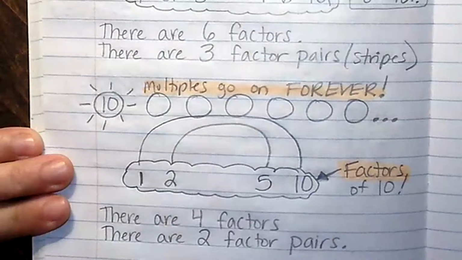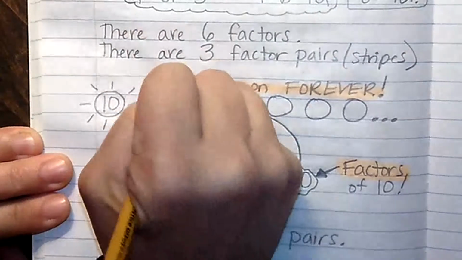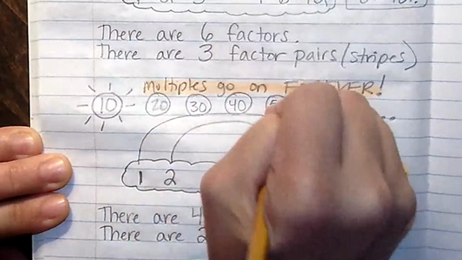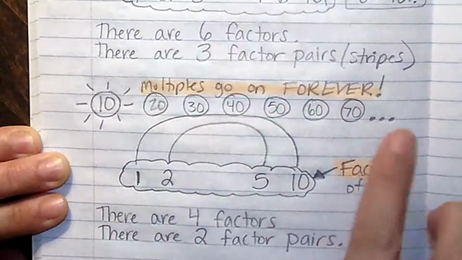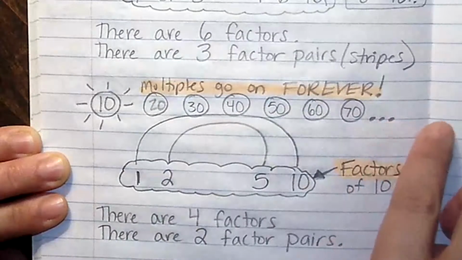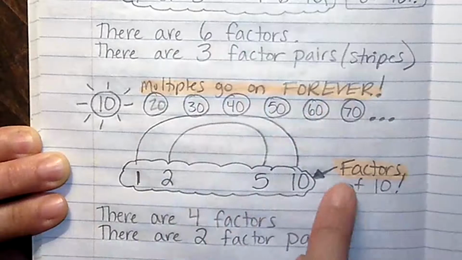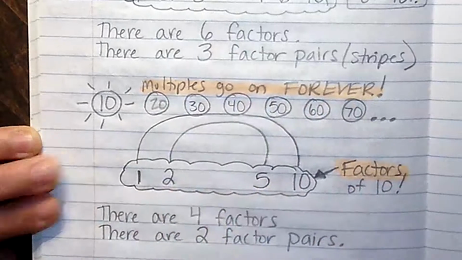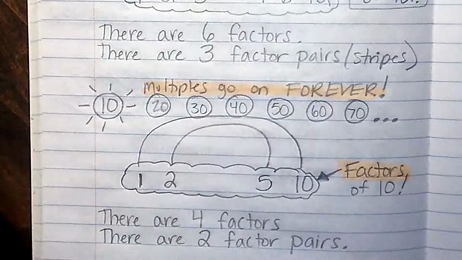I'm guessing that we all like to skip count by tens. 10, 20, 30, 40, 50, 60, 70, 80, 90, 100, and on forever and ever and ever. Multiples go on forever. The factors have a set number. These are the only factors that exist. There are no more factors. All right, not so bad, right?